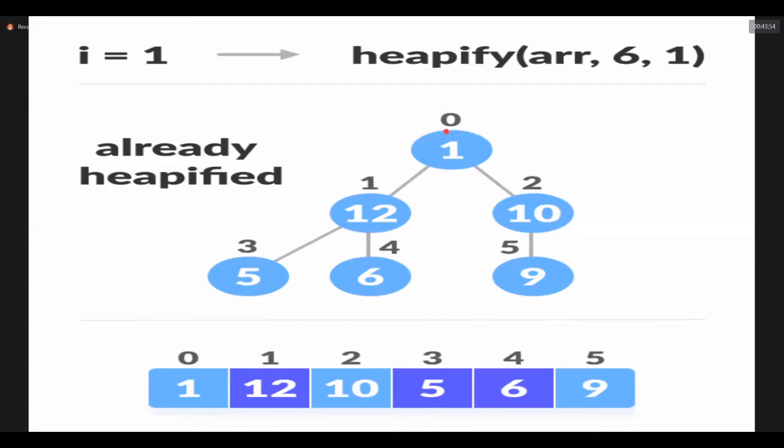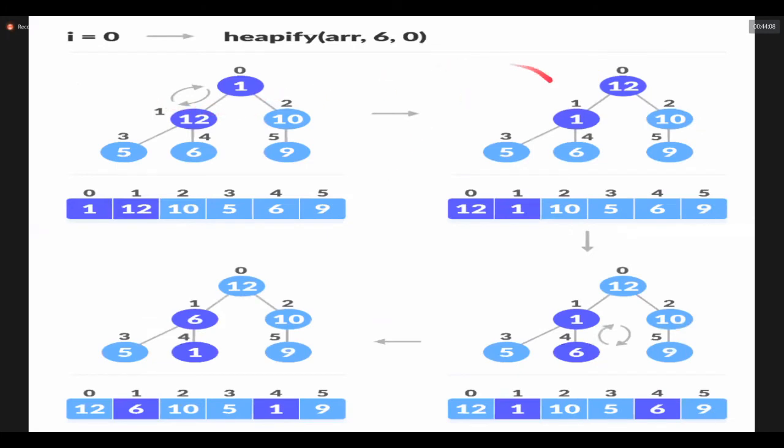So come to 0. What are the elements in this subtree? 1, 12, 10. Which one is the largest? 12. The left child of the root is the largest. So swap the 1 and 12. 12 is the root, 1 is the left child.